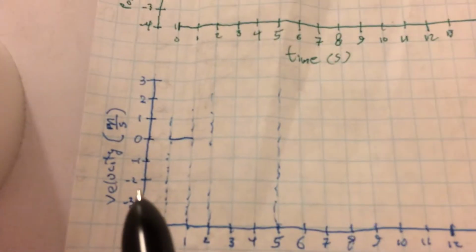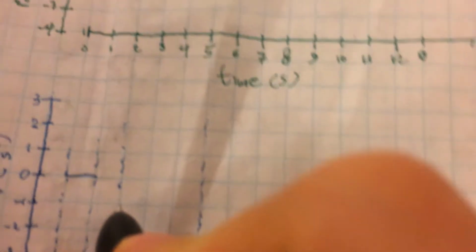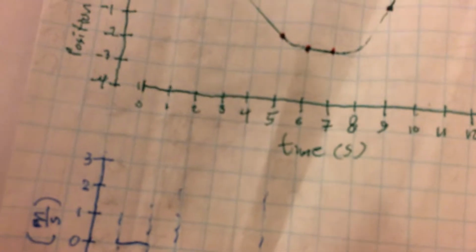That's kind of hard to see, but that's a negative 1. It almost looks like it could be a sideways 1. That's just how the camera is. But that's negative 1 meters per second. Again, that velocity is constant for that whole interval.